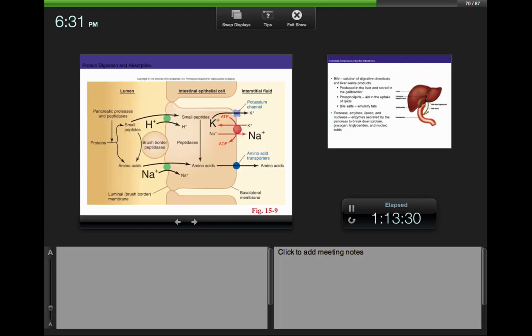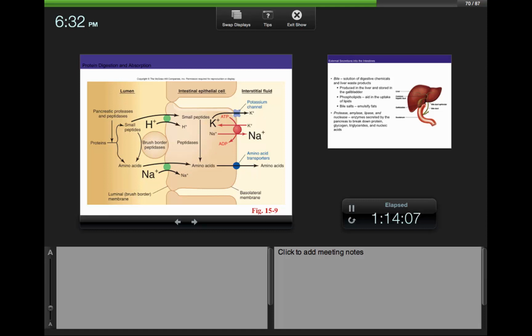Amino acid, very similar. You can actually see, again, pancreatic proteases like trypsin and chymotrypsin, and carboxypeptidases break down proteins into smaller peptides, and it's these secondary active transporters that then transport amino acids against their concentration gradient using the sodium gradient. Then amino acids are transported across the basolateral membrane by facilitated diffusion, by these amino acid transporters, okay? Pretty similar to what we saw with the glucose.